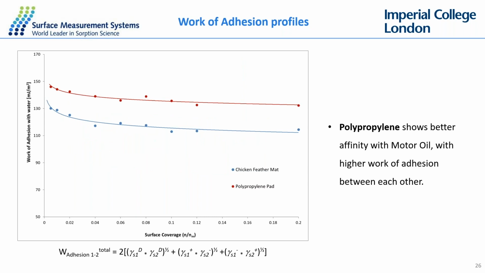For the work of adhesion, we calculate it in relationship to the motor oil, relating both the chicken feather mat and the polypropylene pad. How well does it adhere to the motor oil? And we see here that the polypropylene pad had a higher affinity to the oil from our work of adhesion.